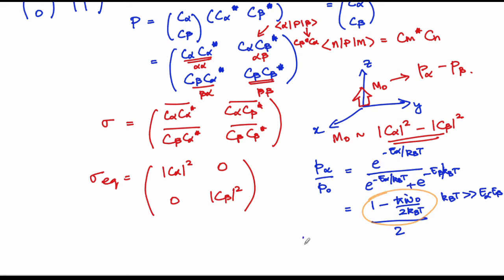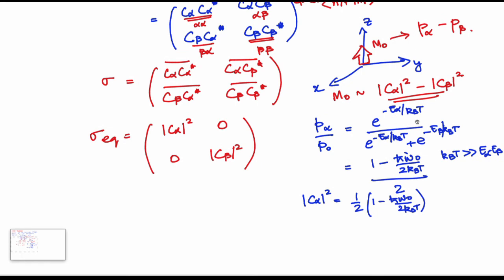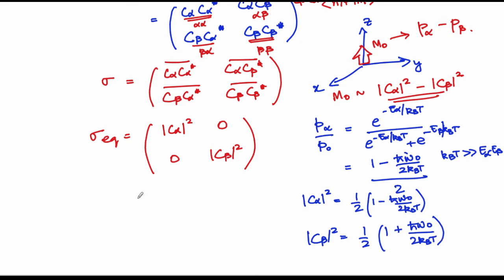So therefore, you are able to relate Cα² is going to be something as 1/2 multiplied by 1 minus ħω₀ by 2kBT. If you calmly repeat the same process for Cβ², you are going to get 1/2 times 1 plus ħω₀ by 2kBT. So this is what ends up going into this equilibrium density matrix, where you have 1/2 minus ħω₀ by 2kBT, 0, 0, and 1/2 plus ħω₀ by 2kBT.